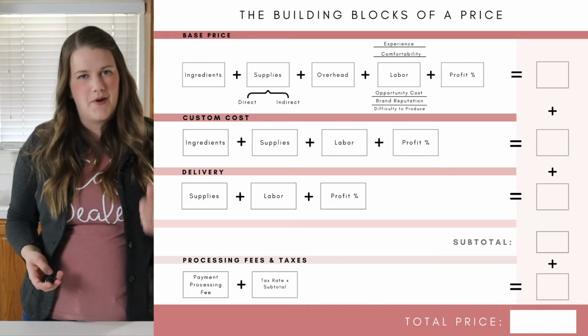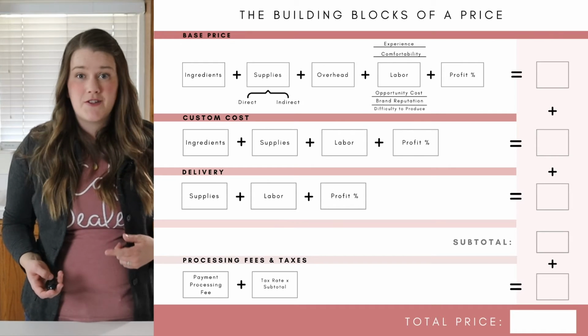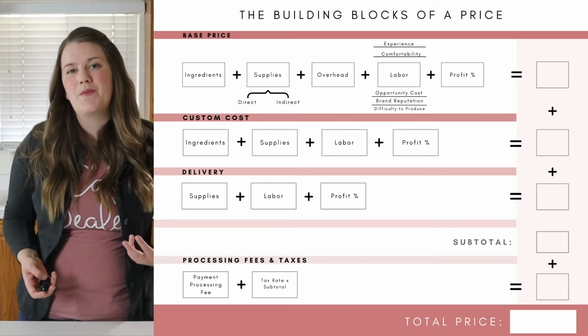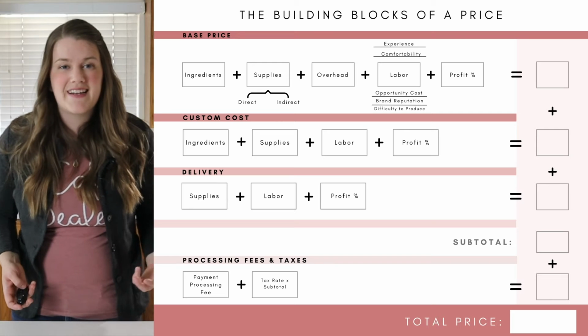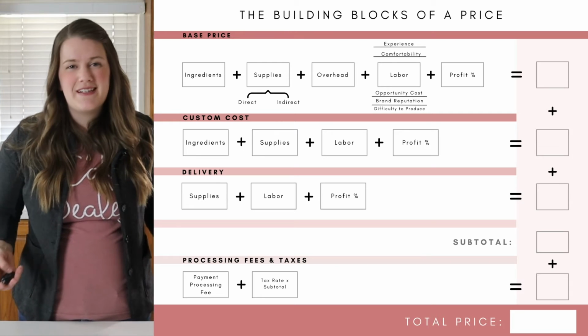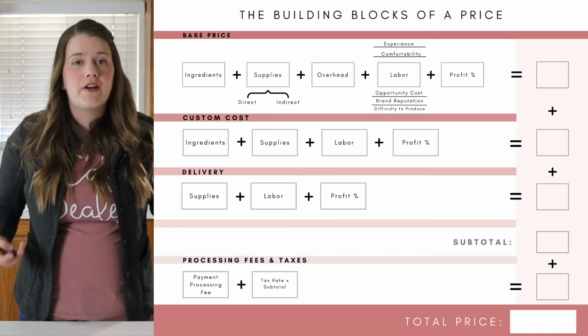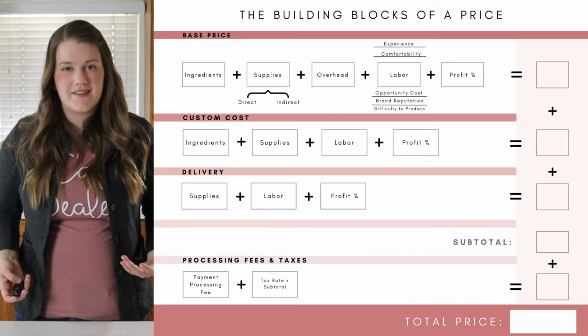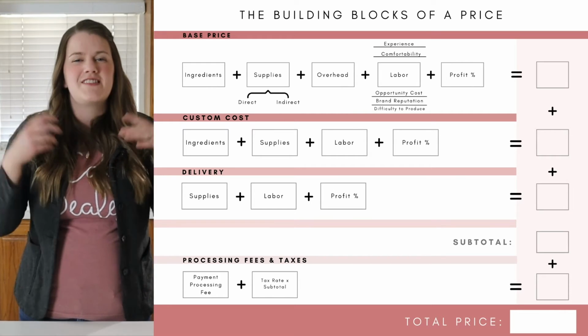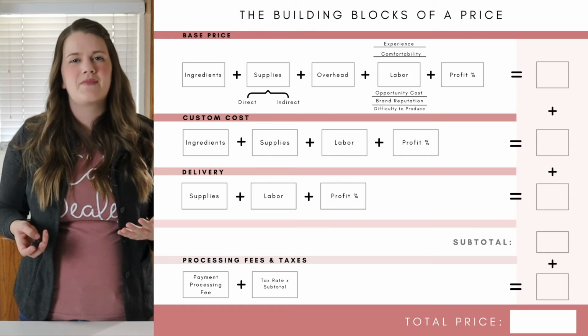Parchment paper, plastic wrap, toothpicks, dish soap, paper towels, piping bags, even down to estimating the utility cost for running your oven. These are all indirect supplies of creating your products and need to be accounted for. So supplies, direct and indirect.